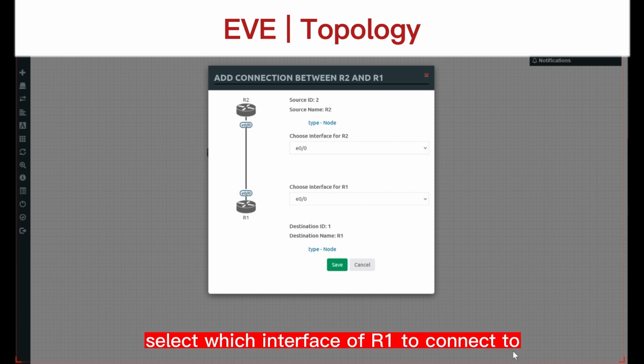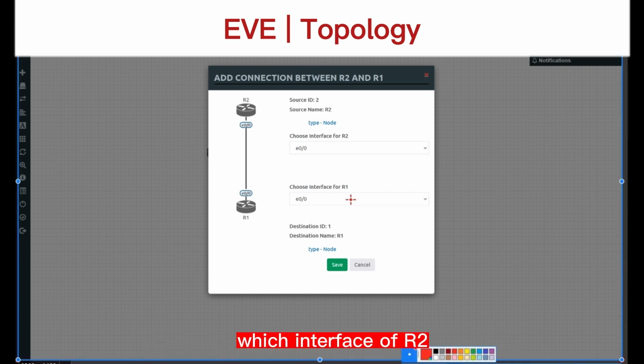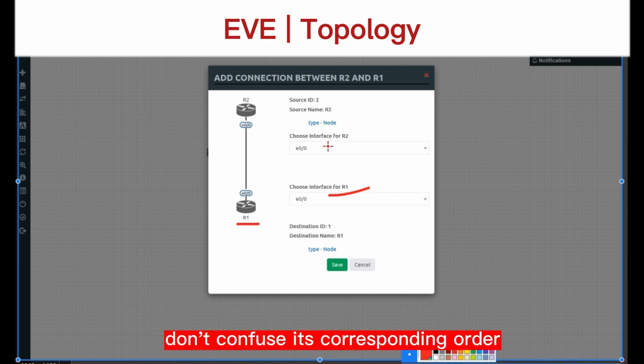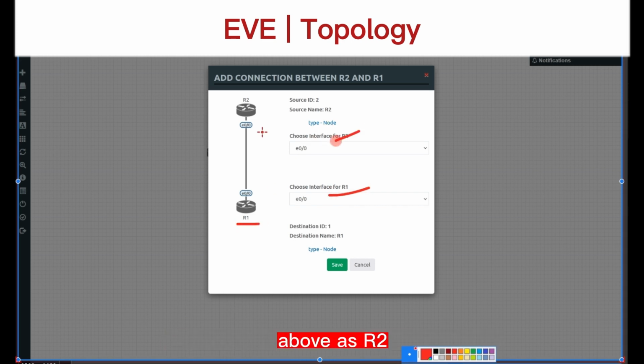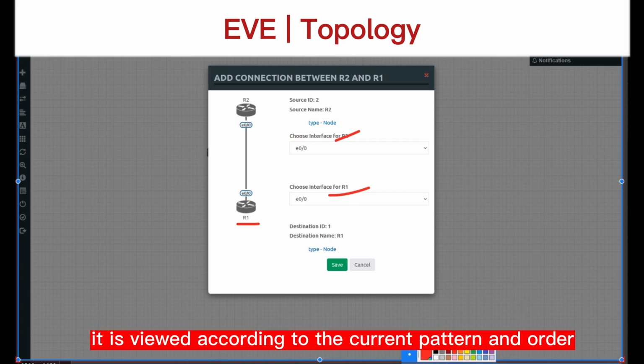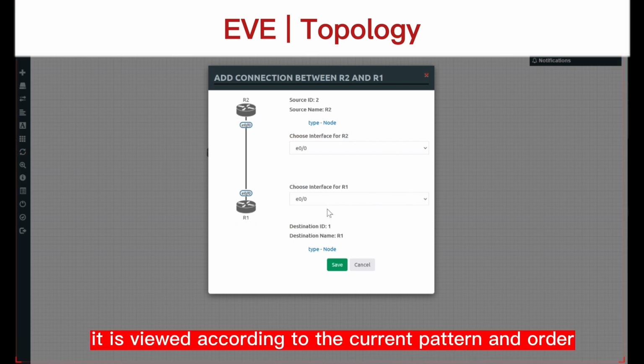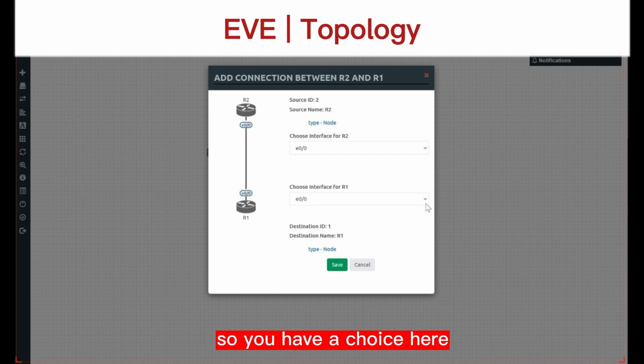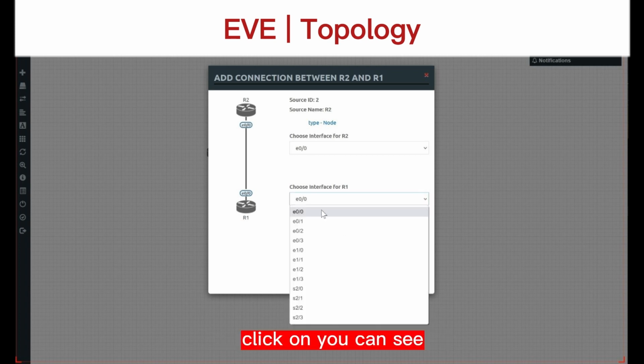Now it will prompt you to select which interface of R1 to connect to which interface of R2. Below this is R1. Don't confuse its corresponding order. Above is R2. It is viewed according to the current pattern and order. So you have a choice here. Click on it and you can see.